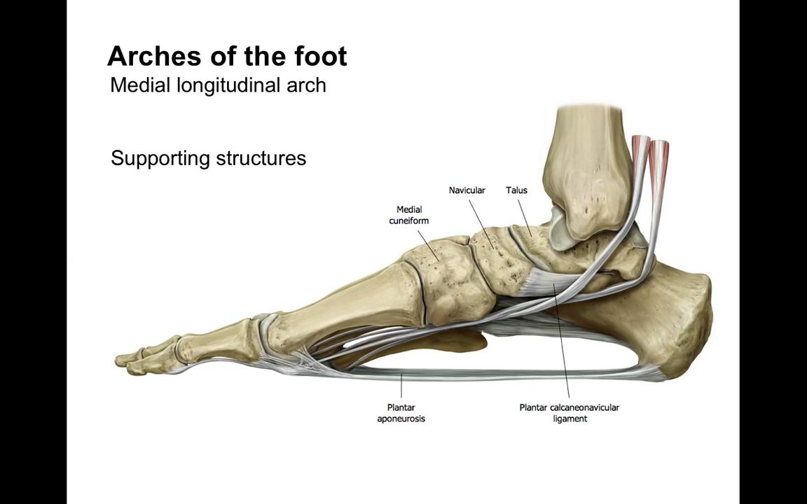Discussing the medial longitudinal arch first, we'll find the following structures supporting the foot: the plantar aponeurosis here, the plantar calcaneonavicular ligaments, as well as the tendons of tibialis posterior and flexor hallucis longus. They're all inferior of the foot on this inferior plantar aspect, and they are all adding stability to the medial longitudinal arch.